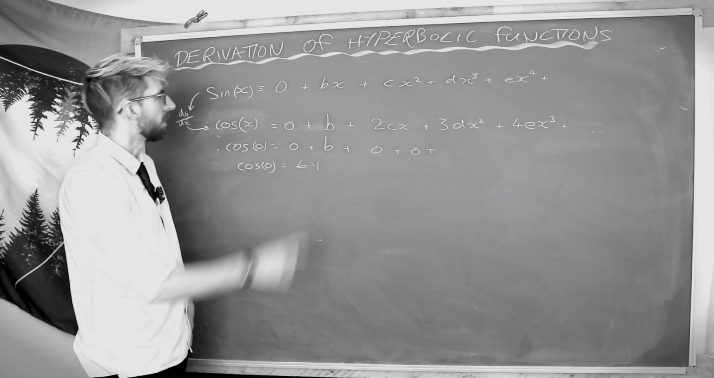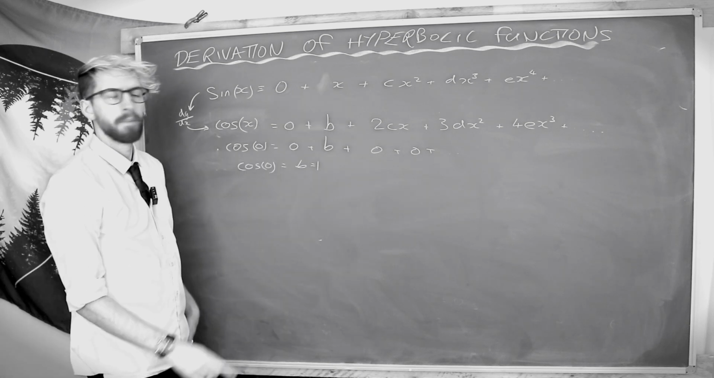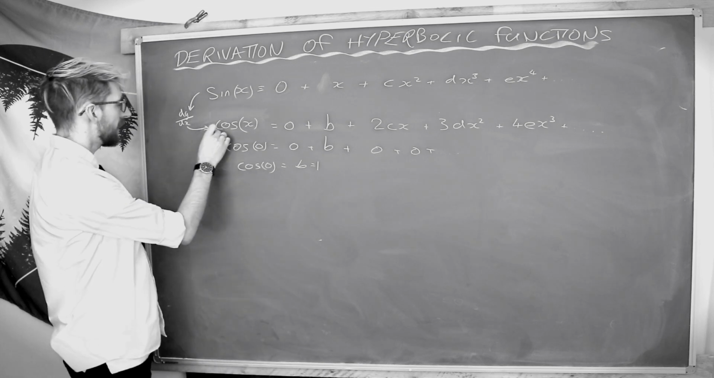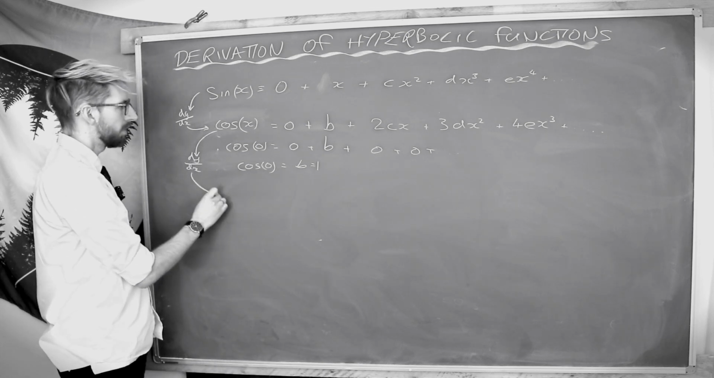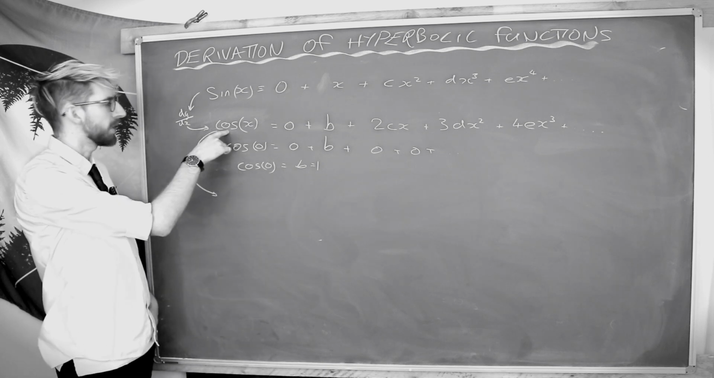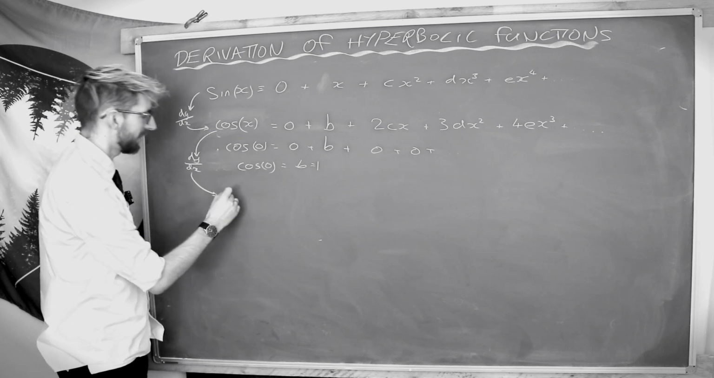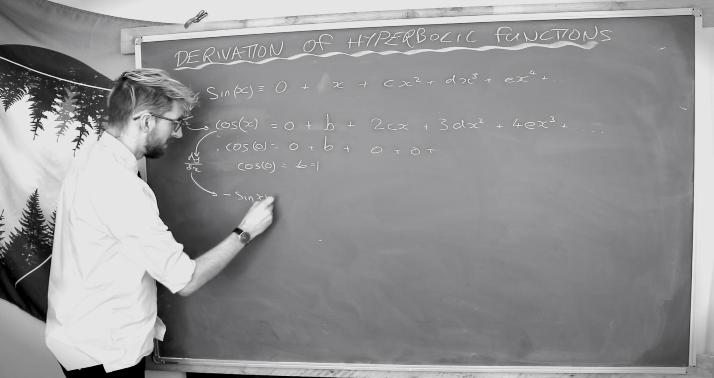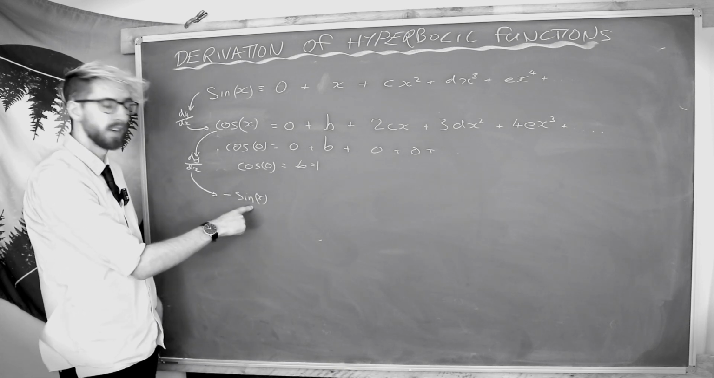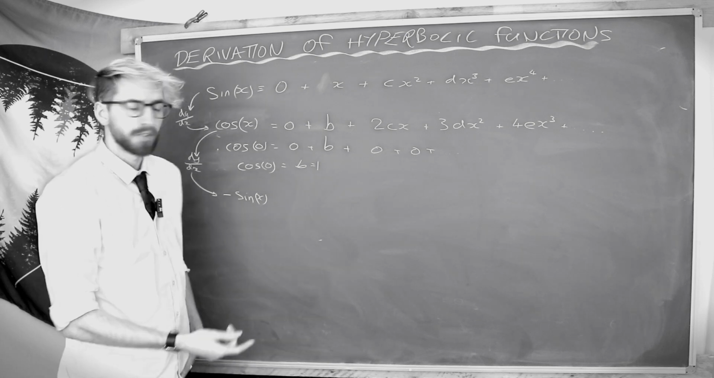So okay, we've got this term here. It's just b is 1. We've got that. Now we're going to do the same thing again. We're going to dy by dx again, differentiate cos of x, and we're going to get minus sine of x. That's just another definition of derivatives of trig functions.